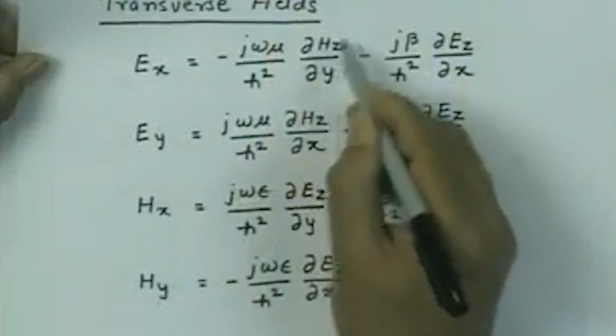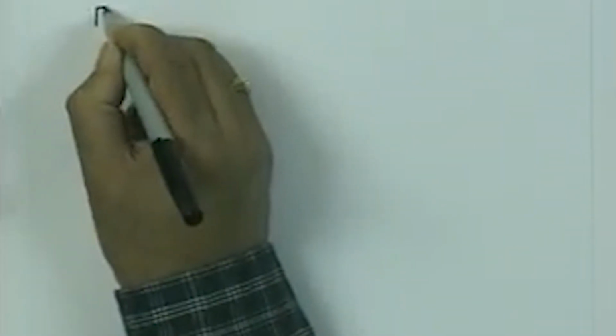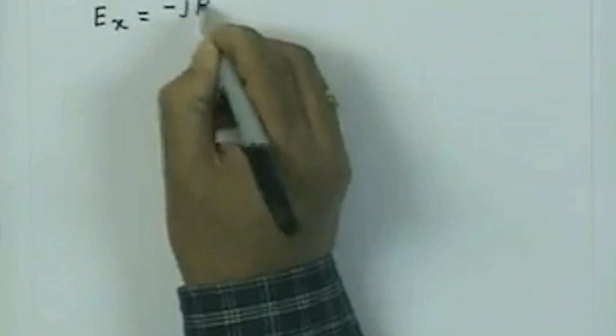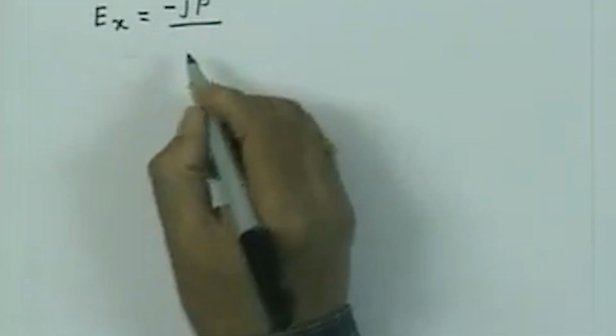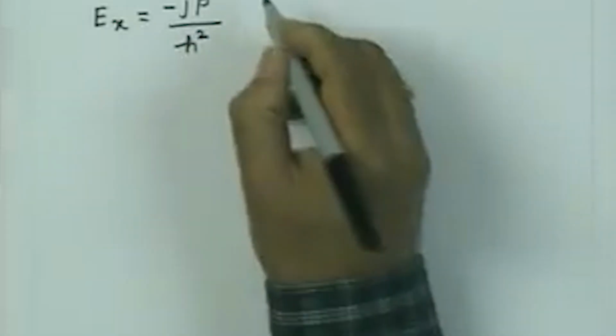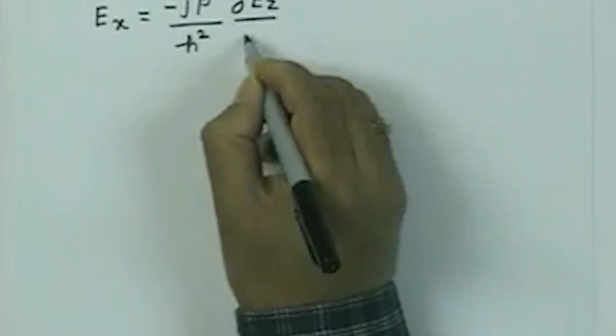So, we can substitute now Ez, the general solution which we got, and now if I write for Ex, Sz is 0, so this term is 0, this term is 0. So, I get now Ex, which is equal to minus j beta upon h square, where h square has already been calculated. This is dEz by dx.